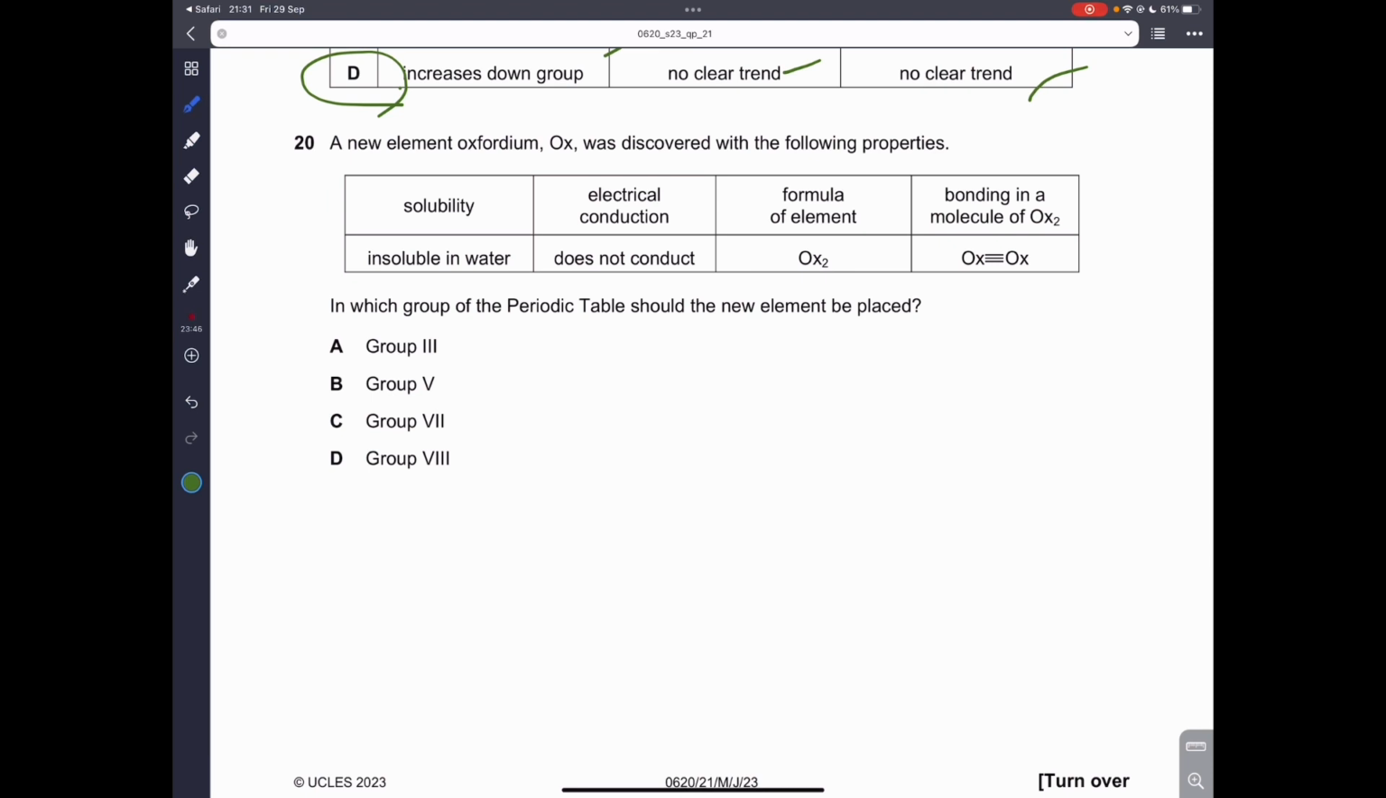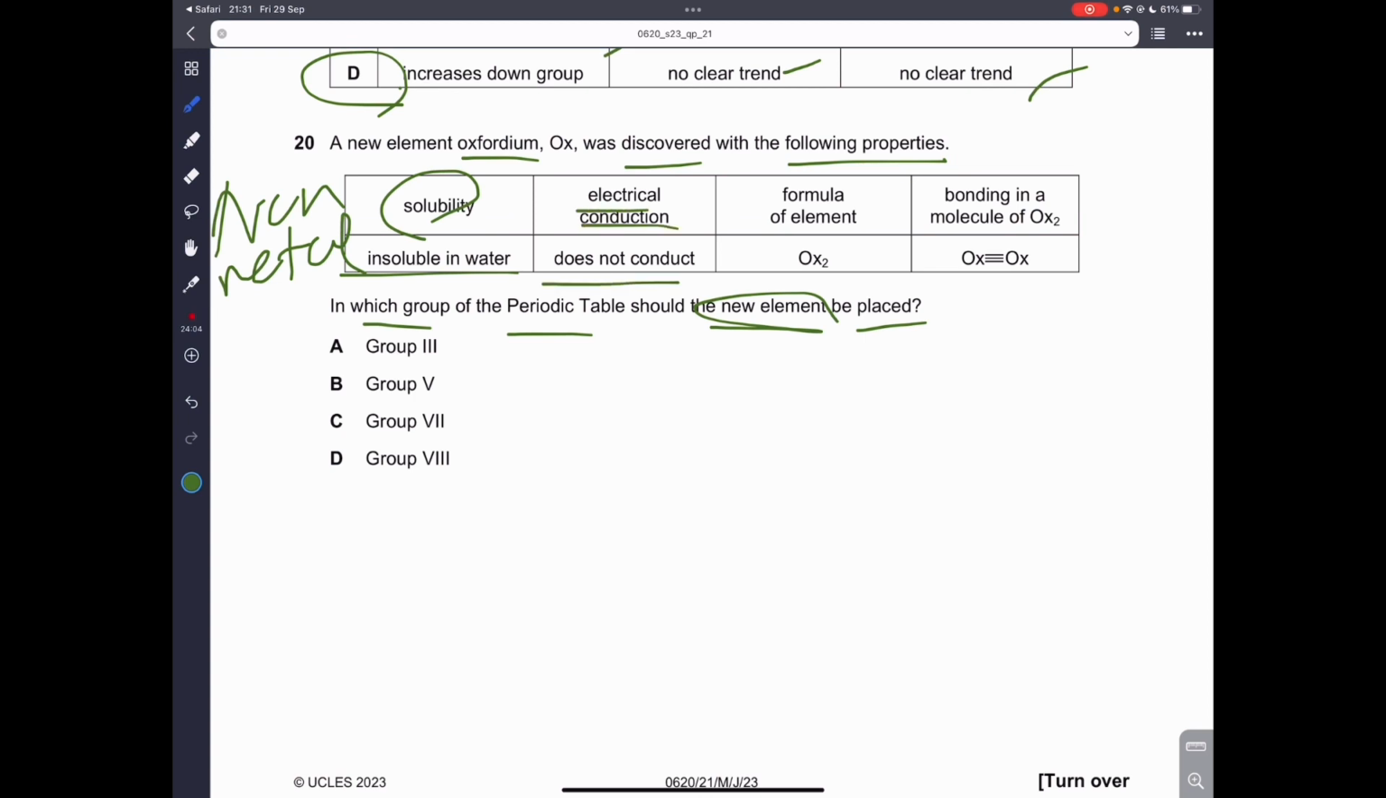Question 20. A new element, oxfordium, OX, was discovered with the following properties. Which group of the periodic table should the new element be placed in? We know, so the solubility, it is insoluble in water, so this is most likely a non-metal. So it cannot be on the left side of the periodic table. Electrical conduction, it does not conduct. All the more reason that it could be a non-metal. This is proving it, OX, to be a non-metal.